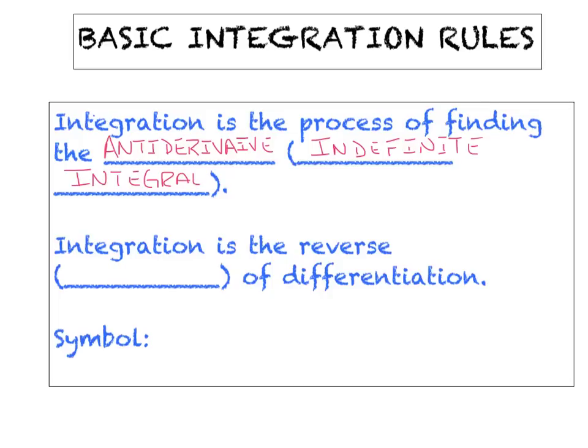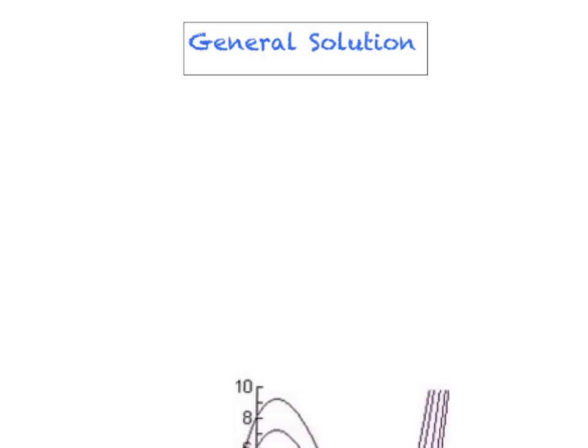Now, integration is the reverse. Probably a more mathematical word for that would be the word inverse. They're just inverse operations. You know, what one does, the other undoes. And the symbol by now you've seen is this big, tall, skinny S-looking symbol.